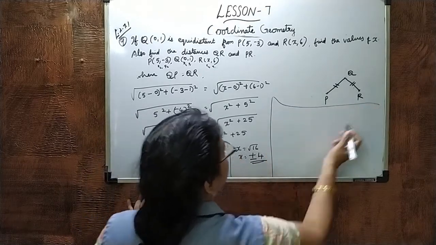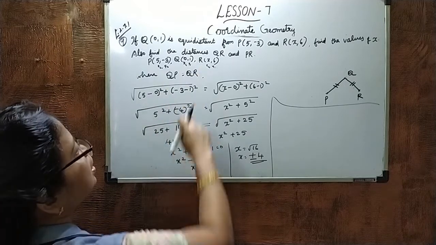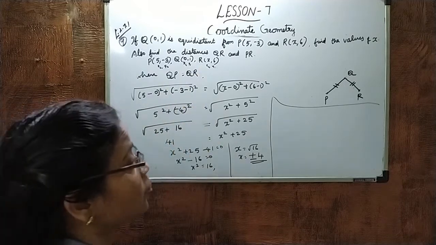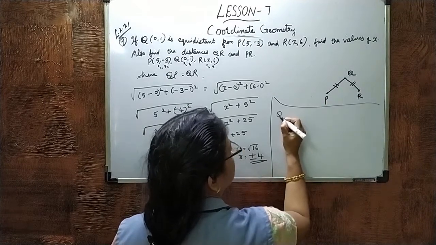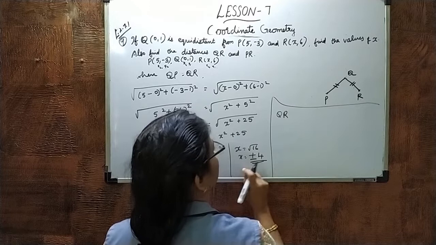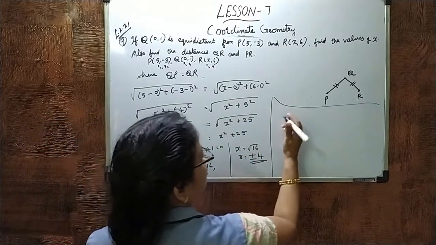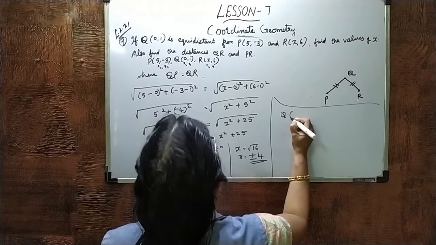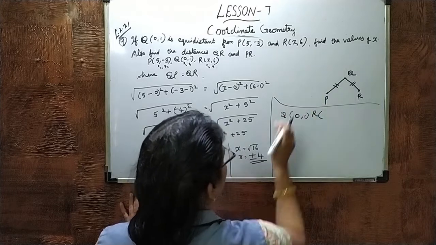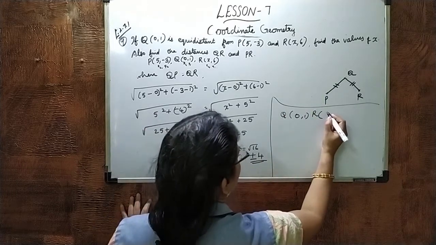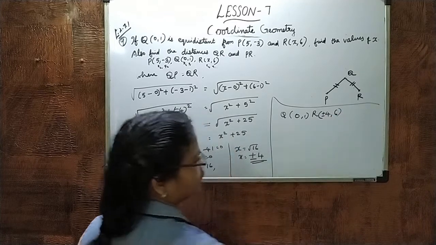And what is the next thing they ask you to find out? Find the values of x. After that, also find the distances QR and PR. So these distances we want to find out. QR. So QR means what? Here what is the value of x? That means R becomes... QR means Q is 0, 1 and R is, now x value is plus or minus 4, 6.